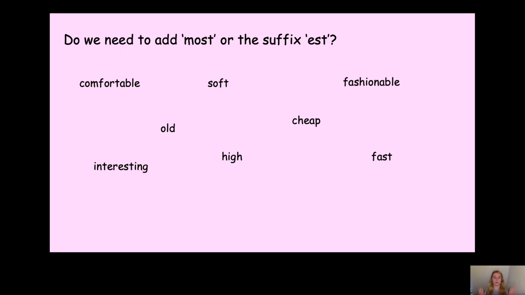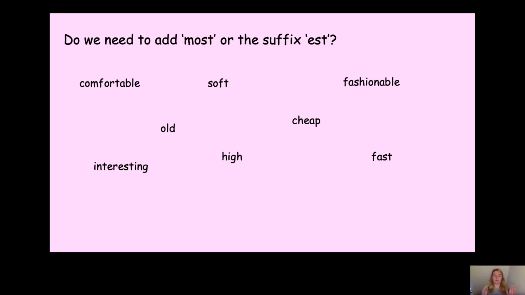Then we have old. Now let's clap along. Old. So therefore, we just add the suffix est. You could say, my teddy is the oldest toy I have. Then we have cheap. Let's clap along. How many syllables? Cheap. Just the one. So we have cheapest. I bought the cheapest chocolate in the shop.